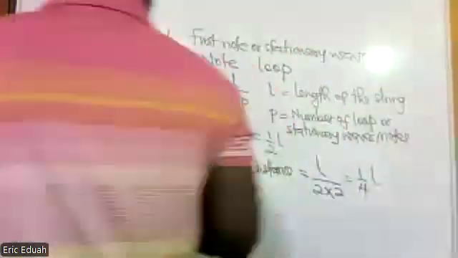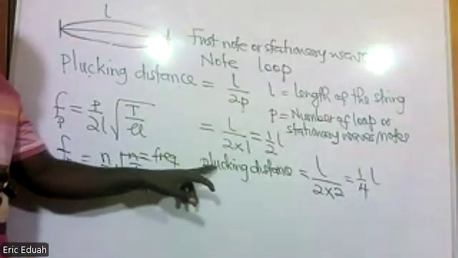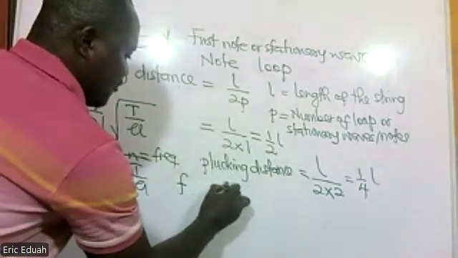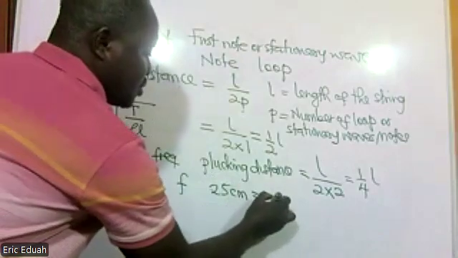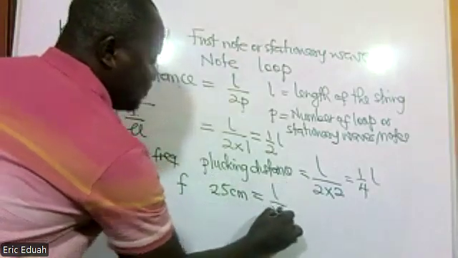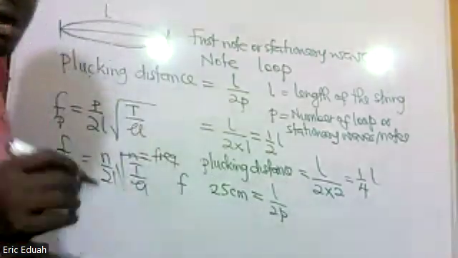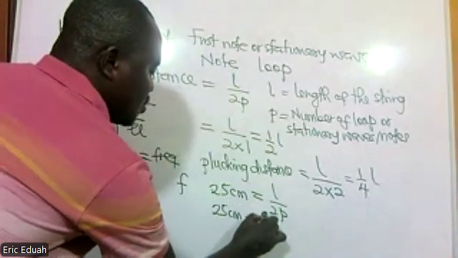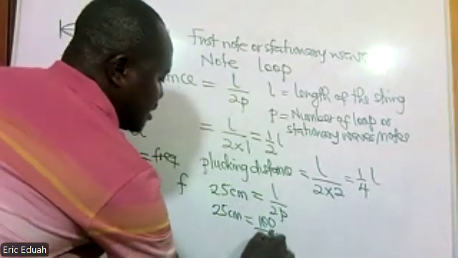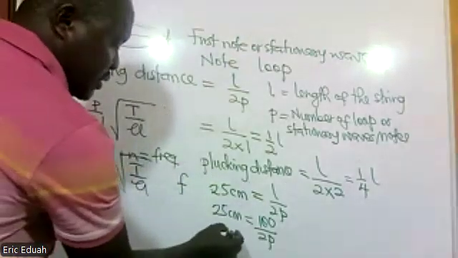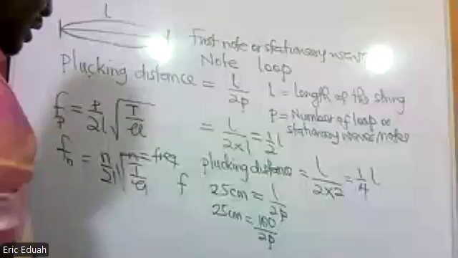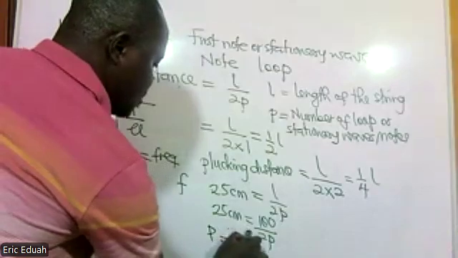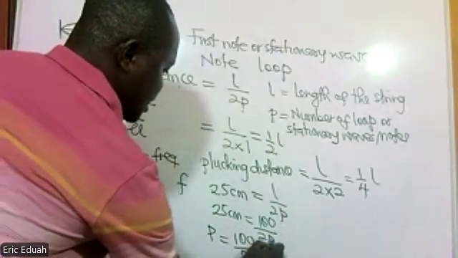So here we are given the plug-in distance. The plug-in distance we are told is 25 centimeters. So 25 centimeters is equal to L over 2P. Then we are also told that the length of the string is 1 meter. 1 meter is equal to 100 centimeters. So you use this to calculate for P. Okay, so P will be equal to 100 over 50, and that will be 2.